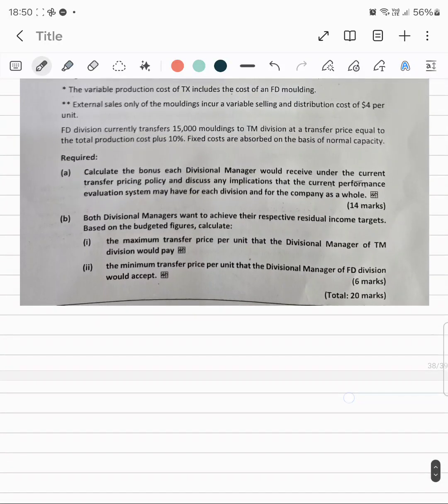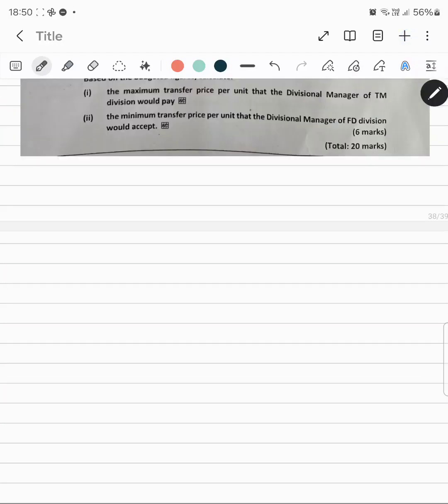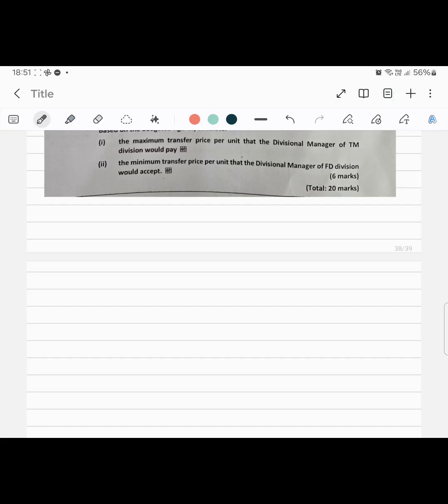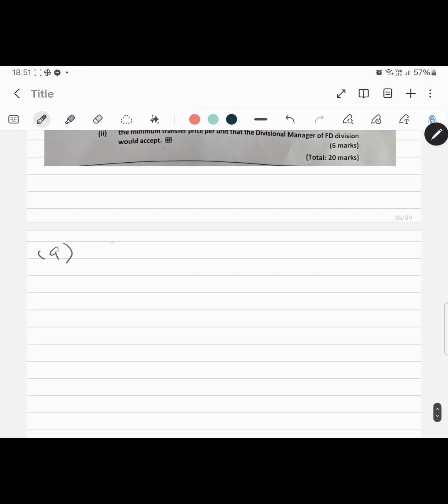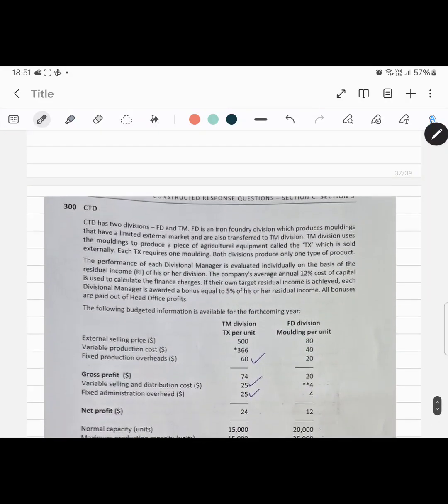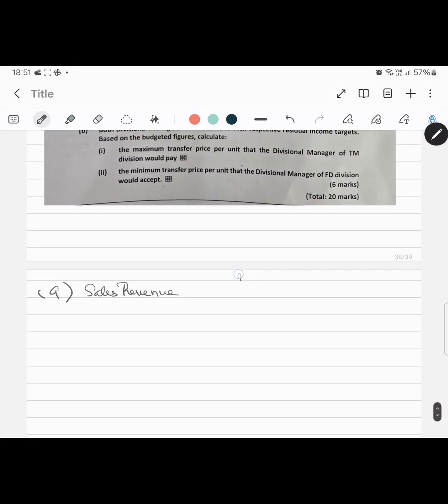Alright, so CTD, part A. It is asking us to calculate the sales revenue. Now FD and TM. I get confused, so let me write TM over here and FD over here. External sales and internal sales.